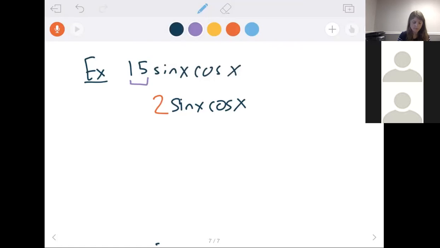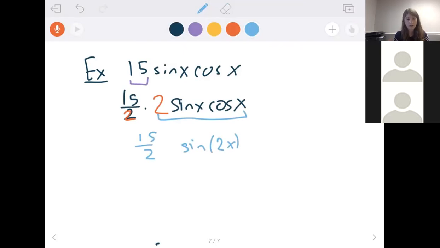So this becomes 15 over 2 times 2 sine x cosine x. So if you think about canceling those 2's, those cancel back and you get an equivalent expression. So notice what happens. This guy becomes sine of 2x, and then you have 15 over 2. So you're still cutting that coefficient in half and then introducing your double angle. So questions here on these 2 examples.